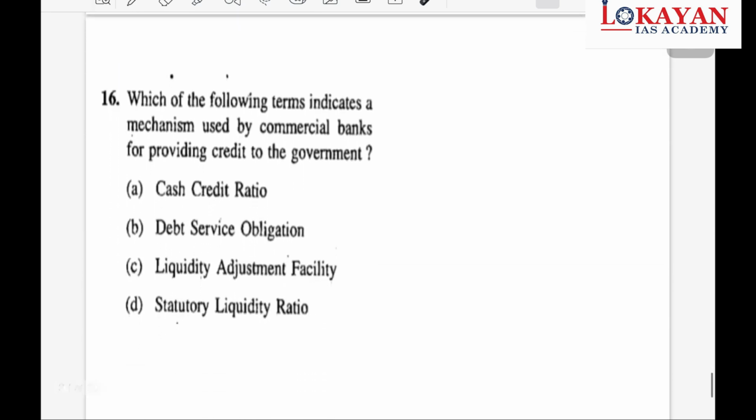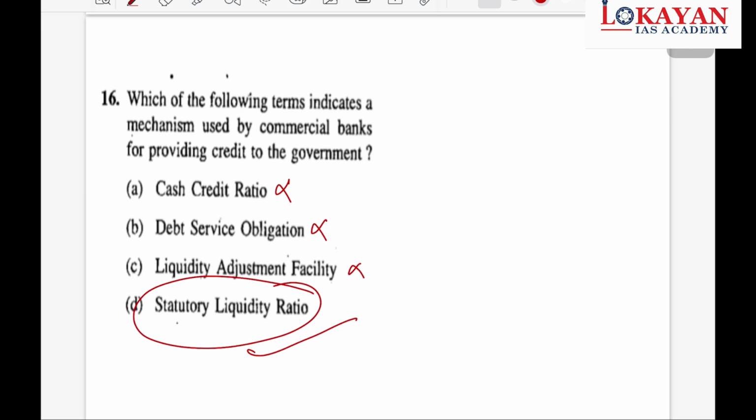Okay, now the next question. Which of the following terms indicates a mechanism used by commercial banks for providing credit to the government? Cash credit ratio, no. Through this, banks don't provide loans to the government, so this is incorrect. Debt service obligation, whose debt? Not clear, incorrect. Liquidity adjustment facility, no. Through this, banks avail some facilities from RBI. This is also incorrect. So SLR is the correct option.